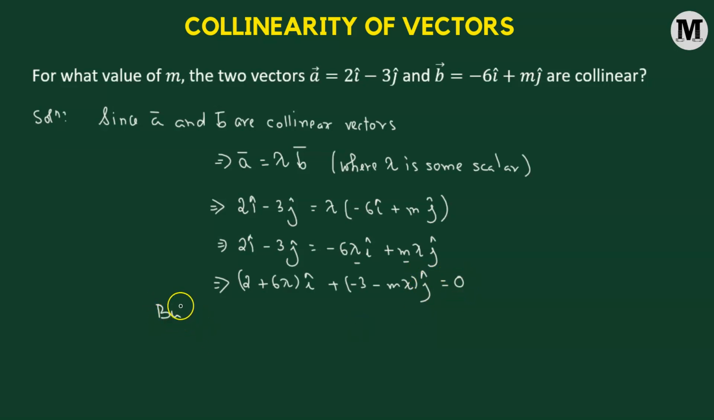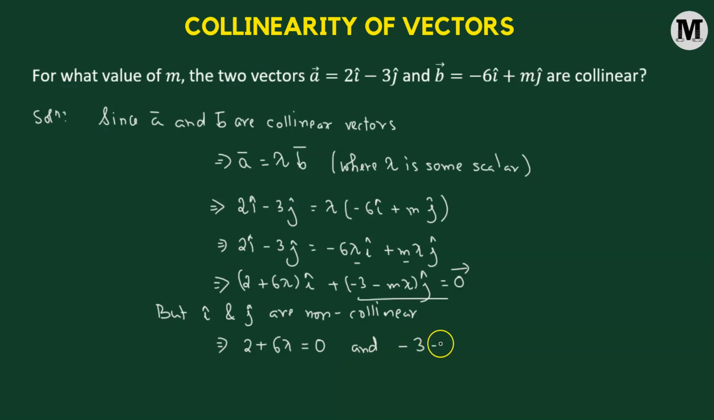But we know for a fact that i cap and j cap are non-collinear, because they are orthogonal to each other. Also this has to be a vector, because on the left hand side we are operating with vectors, so on the right hand side there should be a vector as well. Since i cap and j cap are non-collinear, this equation is true only when 2 plus 6 lambda equals 0, and simultaneously negative 3 minus m lambda equals 0 as well.